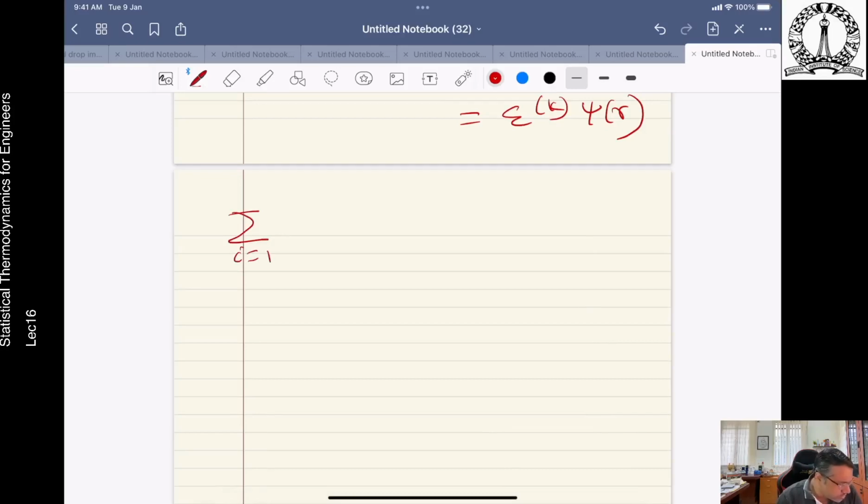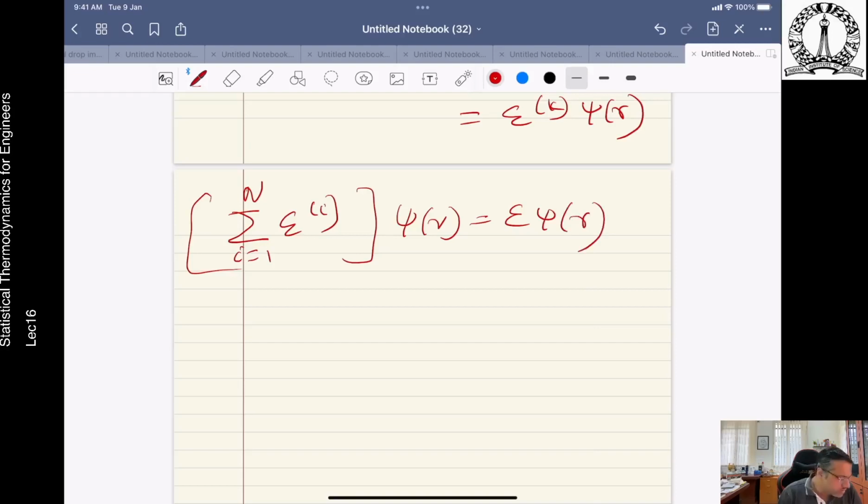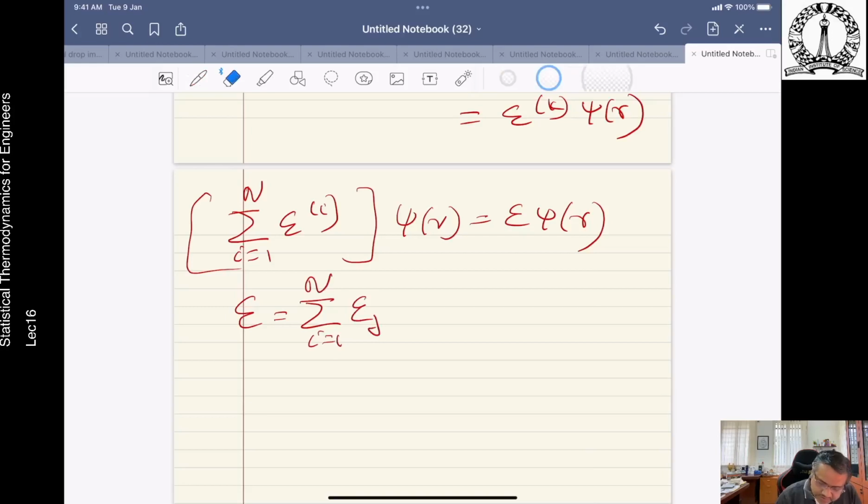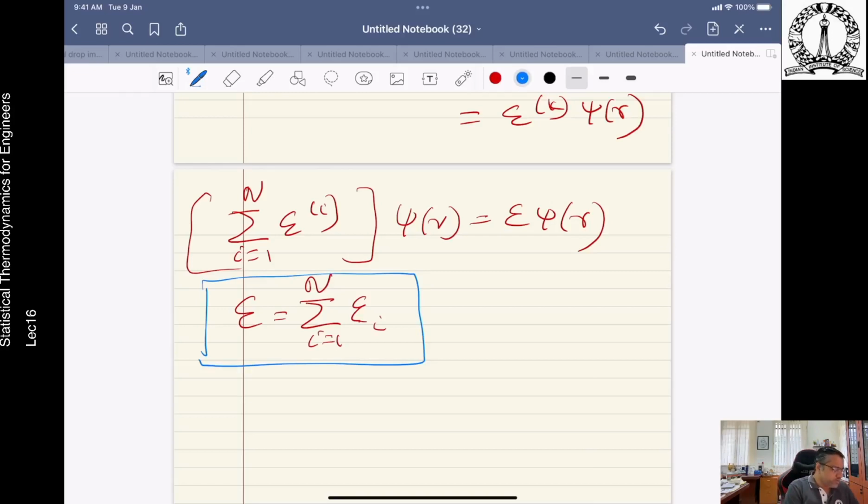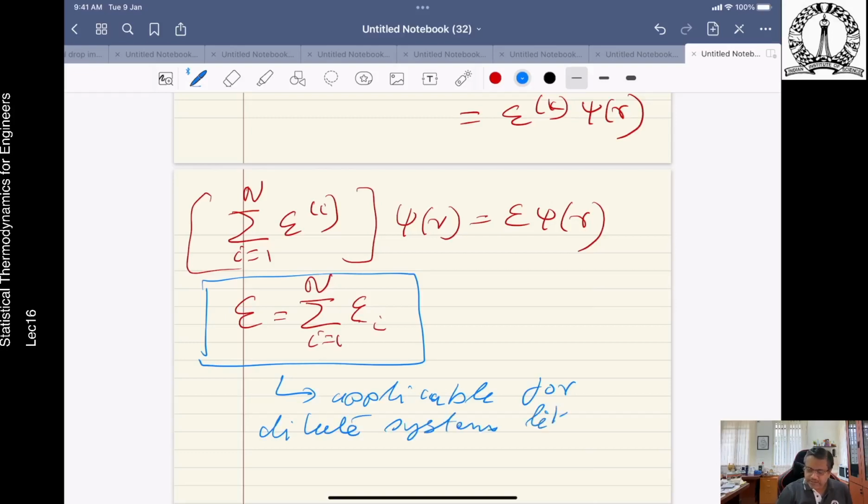So substituting all of this, you can write another expression, summation i equal to 1 to n of H i, on this wave function is equal to E psi. So that also can be done. And the energy is the sum total of i equal to 1 to n of Ei. All right. So this is, for example, applicable for dilute systems. Ideal gas is one example of a dilute system.